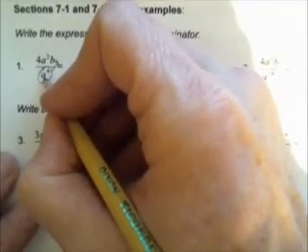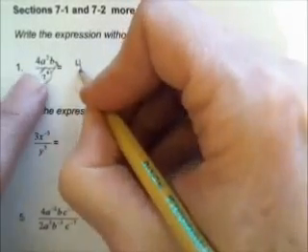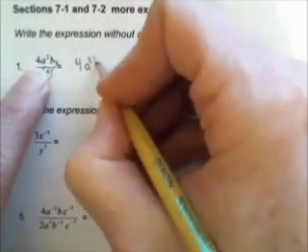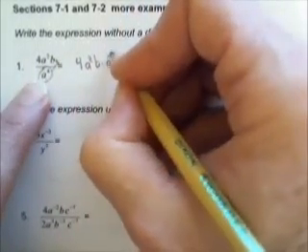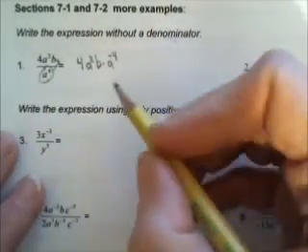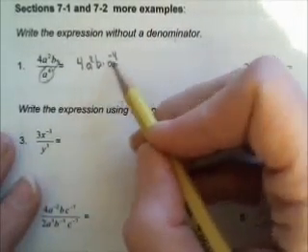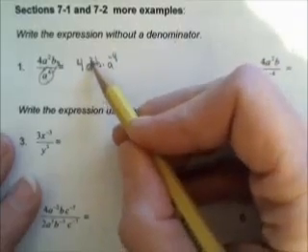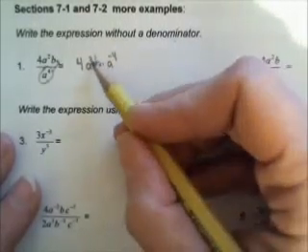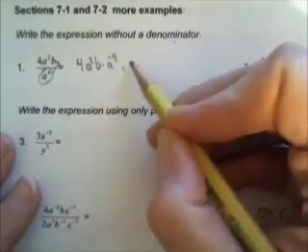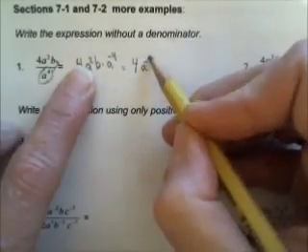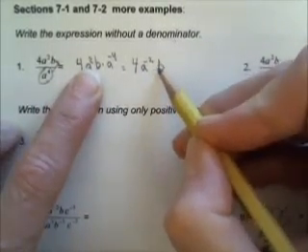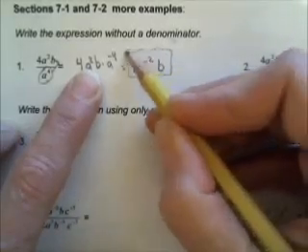So an a to the positive 4 on the bottom becomes a to the negative 4 on the top. So I'm just going to rewrite this 4a squared b, and then I'm going to move the a to the 4th up to the top and call it a to the negative 4. And then I'm going to use my multiplication rule, which says I'm going to add the exponents. If I have a squared times a to the negative 4th, 2 plus negative 4 is negative 2. So the 4 stays a 4. The a has an exponent of negative 2, and the b just stays a b. So now we've got the result with no denominator.